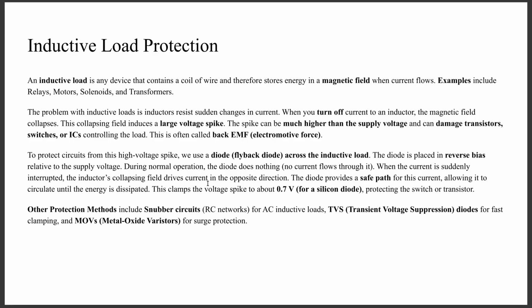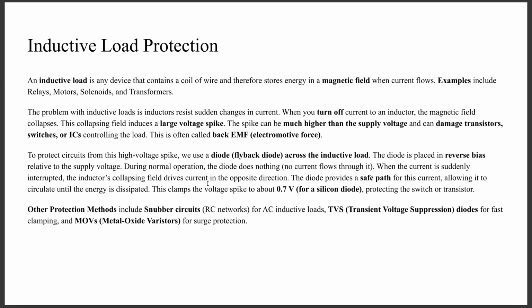Inductive load protection. An inductive load is any device that contains a coil of wire and therefore stores energy in a magnetic field when current flows. Examples include relays, motors, solenoids, and transformers. The problem with inductive loads is inductors resist sudden change in current. When you turn off current to an inductor, the magnetic field collapses. The collapsing field induces a large voltage spike. The spike can be much higher than the supply voltage and can damage transistors, switches, or ICs controlling the load. This is often called the back EMF, or electromotive force.